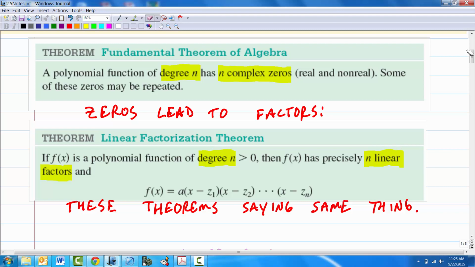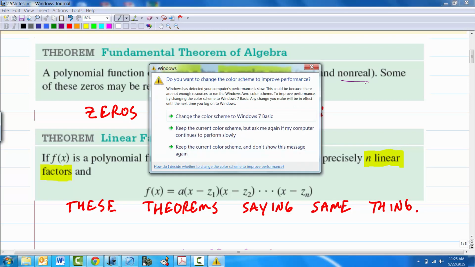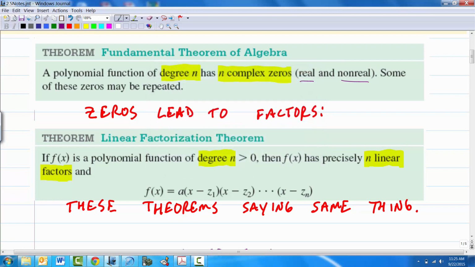Fundamental theorem of algebra just says this, what I have highlighted in yellow. That the degree of a polynomial actually represents how many complex zeros. By the way, what's the word complex mean? Well, it's right there. Darn it, I forgot. That means both real and what's non-real? Imaginary. So, here we go. The fundamental theorem of algebra: the degree equals how many zeros you have in the complex world, which is the only world you know about.